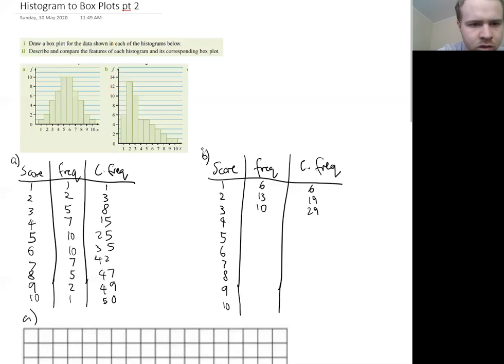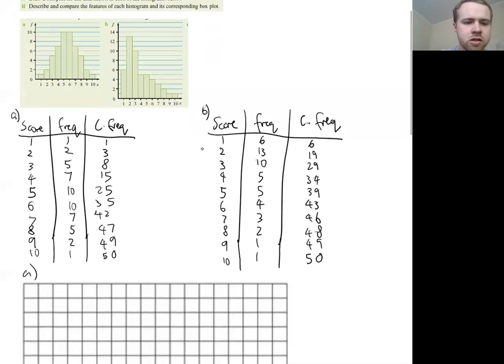Then we're going to add 10, 29. Okay, for 4 we have 5, 34, another 5, 39. Okay, 4, 43, 3, 46. What are we up to? 8, 2, 48, and then 1 for these 2 here. We get to 50 again. So we don't have the same symmetrical pattern here. So let's see what our box plots are going to look like.